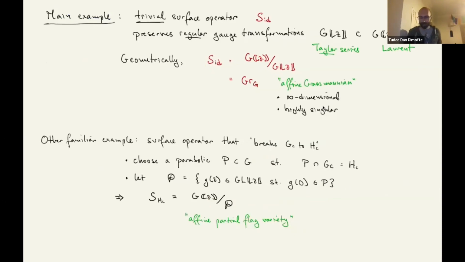So just to connect with other things that have happened in physics, like more standard Gukov-Witten-ish surface operators, in physical terms you would say that at the surface operator, you break the gauge group G to some subgroup in finite terms, and that also has a description in this loop group language that I think I'm going to skip over.